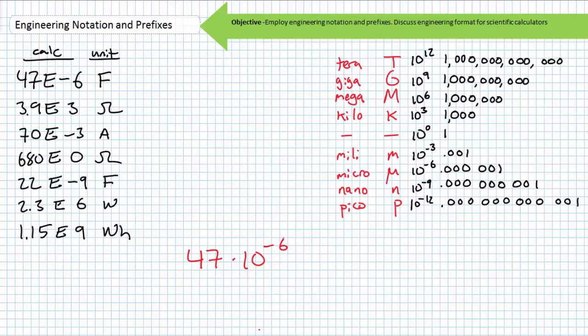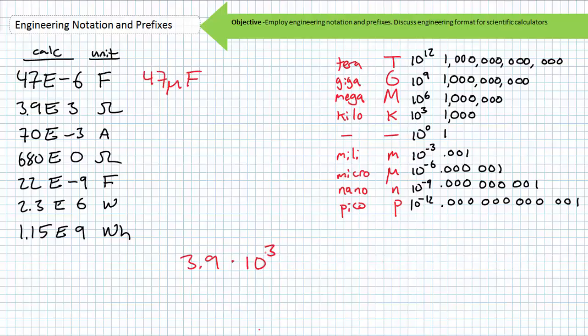47e-6 means take 47 and multiply it by 10 raised to the -6th. 10 raised to the -6 is a 1 6 places to the right of the decimal place. 47 times 0.000001 is 0.000047 farads. If we wanted to use engineering prefixes to represent this in a compact format, I could also say that 47e-6 means 47 microfarads.